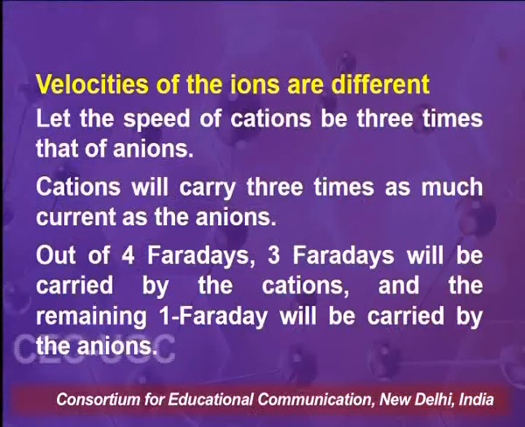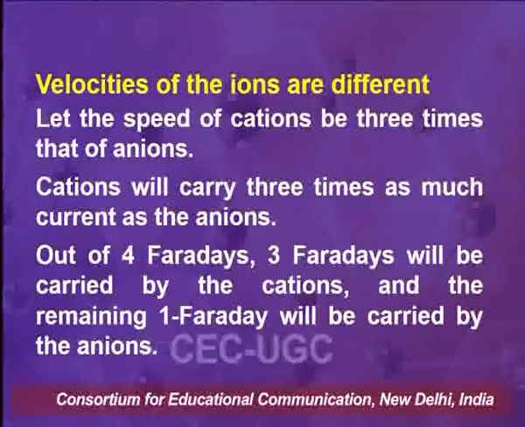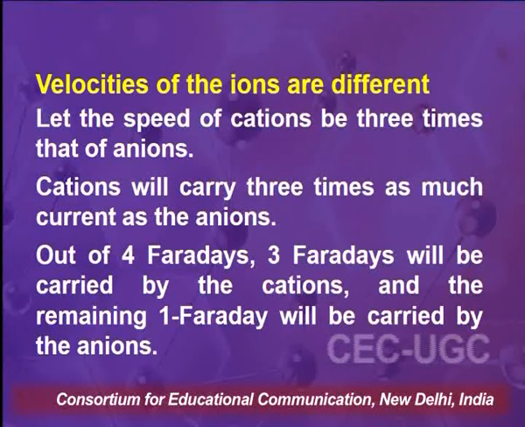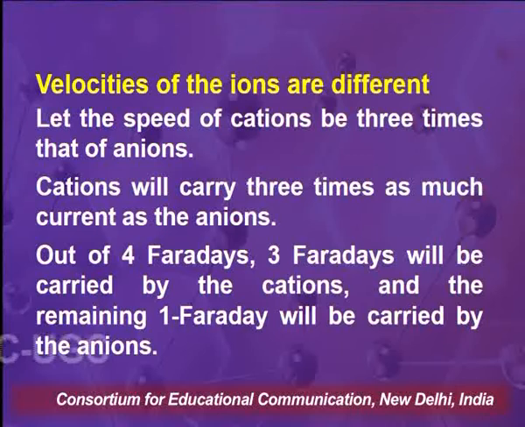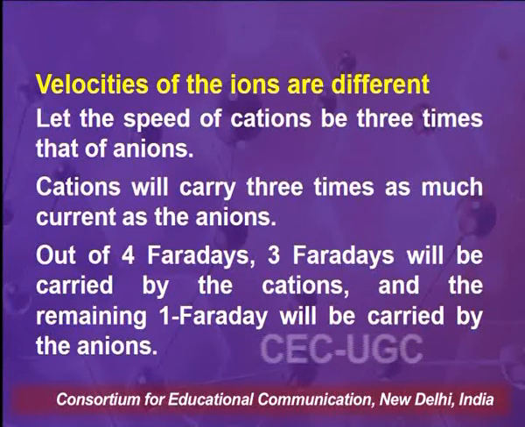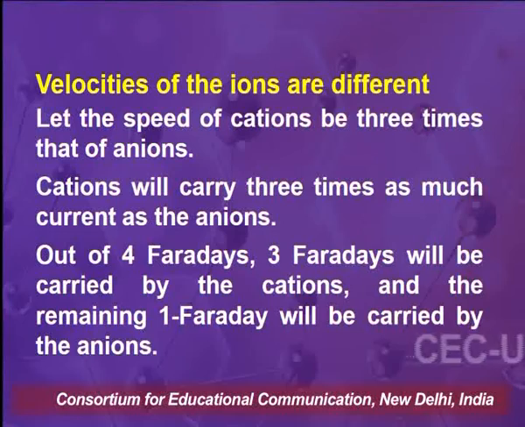equivalents to 4 equivalents. When the velocities of ions are different, let the speed of the cations be 3 times that of anions. Cations will carry 3 times as much current as the anions. Out of the 4 faradays, 3 faradays will be carried by cations and the remaining 1 faraday will be carried by the anions.